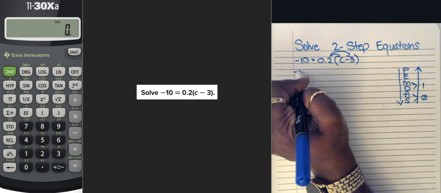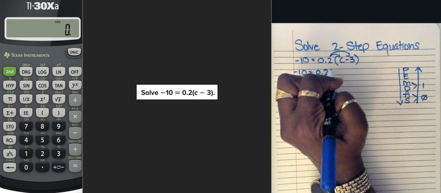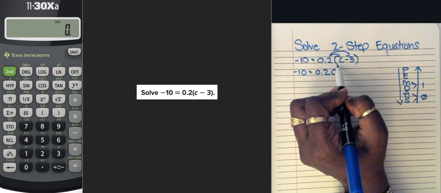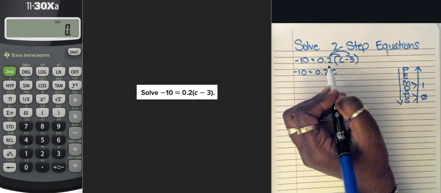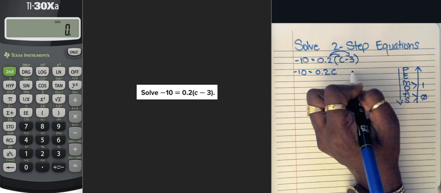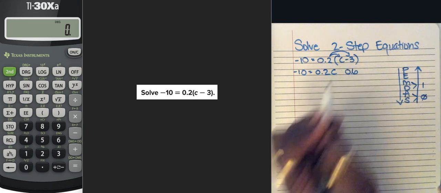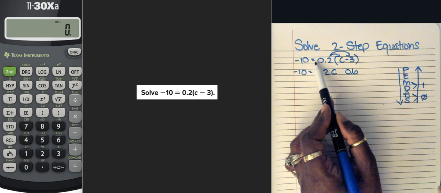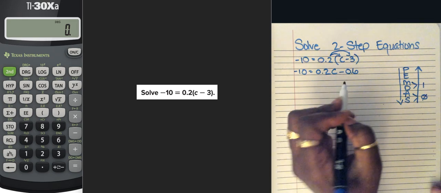What I end up with is going to be -10 is equal to 0.2c. So we got 0.2 times c, and then we have 2/10 times 3. So if you wanted to plug it into your calculator, you could, but I know that 2 times 3 is going to be 6. And then there's going to be one number to the right of the decimal. So that's the same thing as 0.6. All right, and then I have a positive times a positive, which gives me a positive, times a negative, that gives me a negative. So this is what our equation looks like while it's simplified.